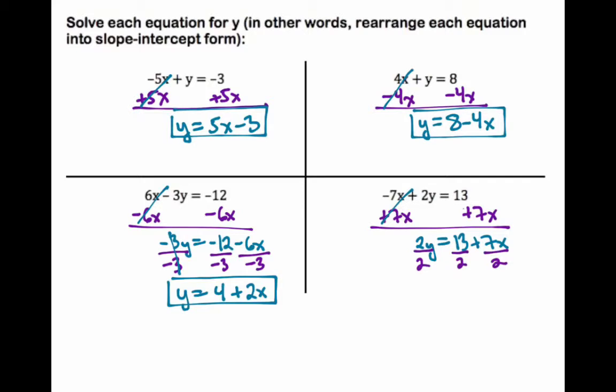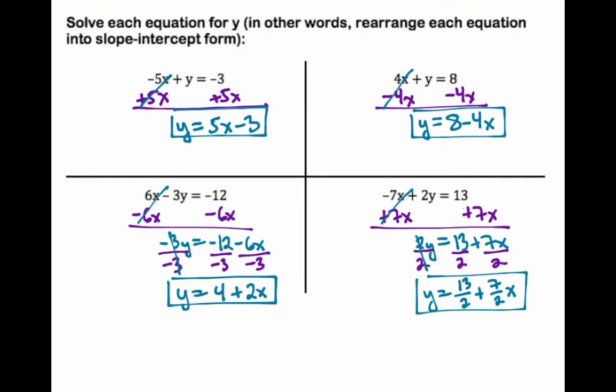2 divided by 2 is 1, so we're left with just y on the left. 13 divided by 2, can't do anything, we have 13 halves. We could do an improper fraction, but let's not waste our time. And 7x divided by 2 just gives us 7 halves x. All right, that was our warm-up. This is a skill that will come in very handy for what we are learning about today, which is solving by substitution.